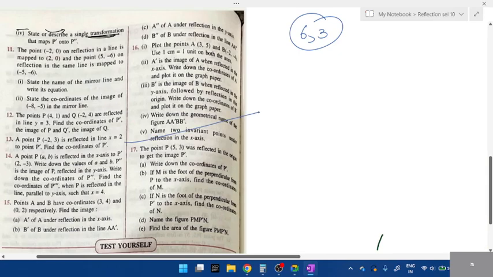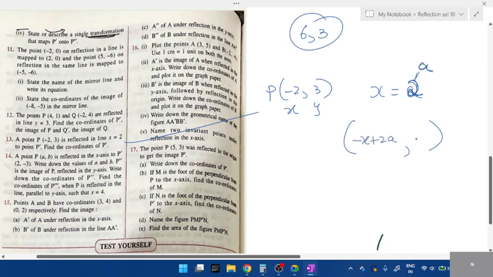13th question. Look at the 13th one. Minus 2 comma 3. Take this as x and y. Which one has the additional value, x or y? X. So this 2, what will you take it as? We'll take it as a. If x has an additional value, what's the formula? Minus x plus 2a, comma y. Now substitute all the values, students. Minus what is the x value? Plus 2 into, what is the y value, I mean the a value, comma 3.